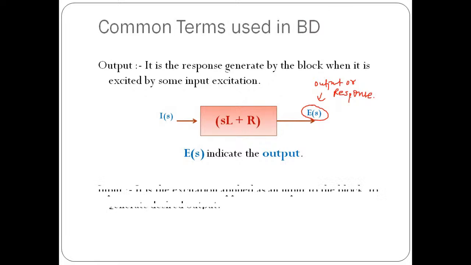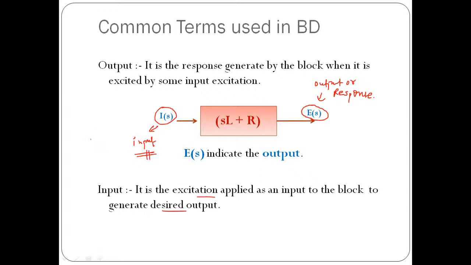So E of S indicates the output. Now what is input? Input is nothing but the excitation that we apply to a block in order to generate the desired output. Whatever input we have applied in the form of excitation to a system so that it will generate some desired output, that input or excitation is known as input. For example, with respect to this particular case, this I of S is going to be the input, or you can say excitation.